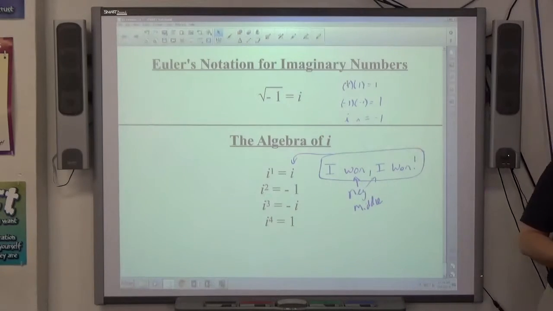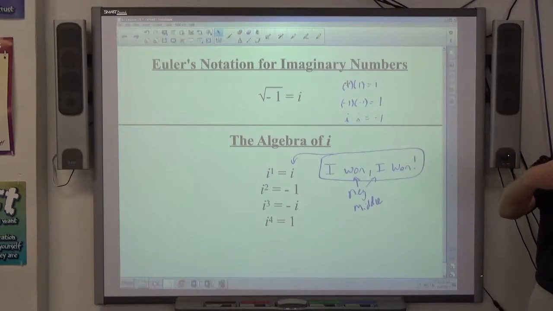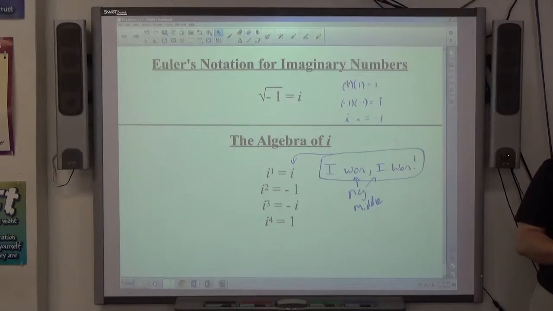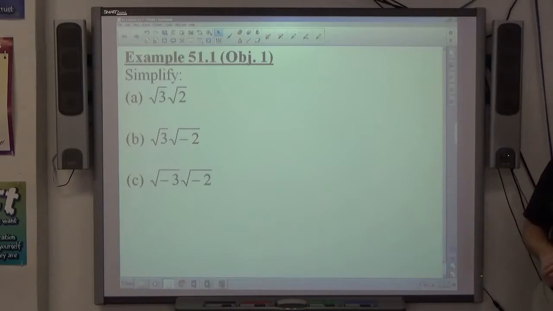So if there's numbers involved beyond the i's, figure out the i's first, and then deal with the number second. And the last 2 examples are going to deal with that. Actually, the last 3 examples deal with that stuff. So let's take a look at example 1.